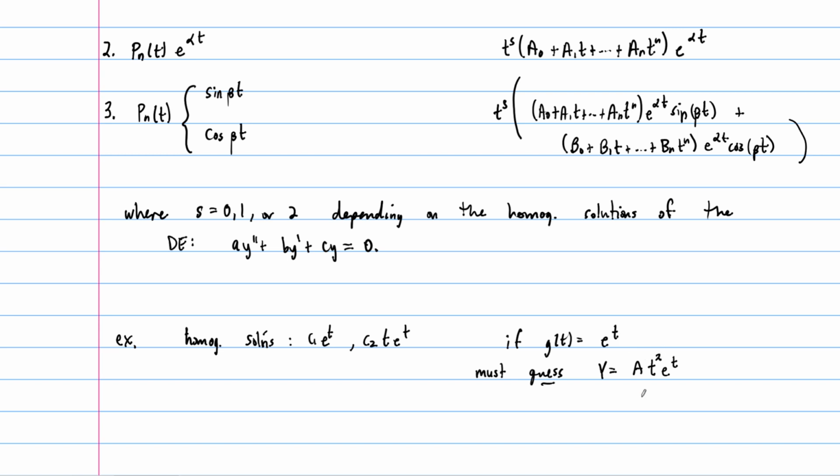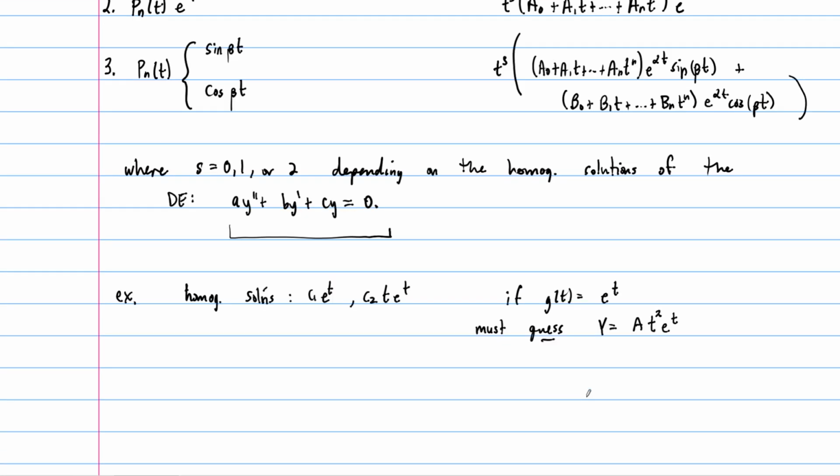So s is either 0, you don't need it at all, 1, you need to multiply by t out in front, or 2, t squared. Since we're sticking with second order equations here, t squared is the highest power of t that you'll have to go.